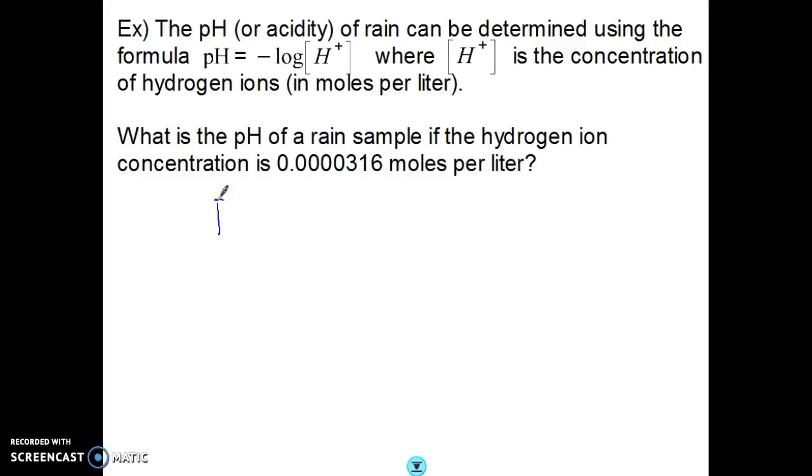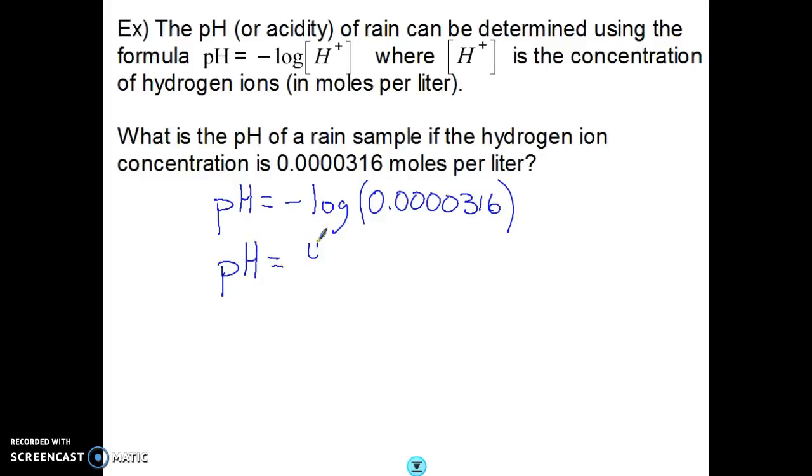Well, we have a formula right here to use. You can go ahead and fill in the piece we know. pH equals negative log of H+, in this case, 0.0000316. And again, this is log base 10. There's no base there, so this can go straight into our graphing calculator, giving us the pH is 4.5, which if you are taking chemistry, you know means that this is acidic, or at least mildly acidic.